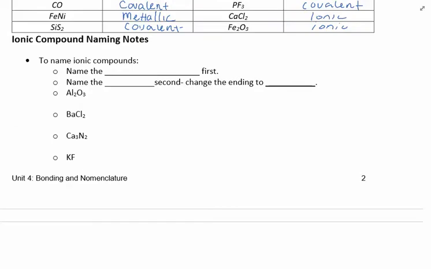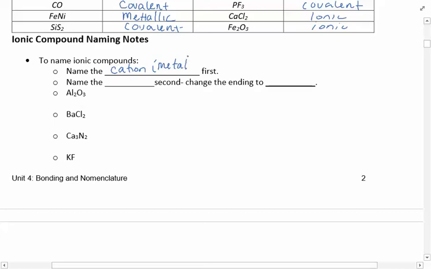In terms of naming an ionic compound, we're going to name the cation first, which is another way of saying the metal part of the ion. And then we're going to name the nonmetal, or the anion, second. The anion's ending changes to IDE. So we have three examples here. We have aluminum and oxygen here. So this is going to be aluminum oxide. BaCl2 is going to be barium chloride.